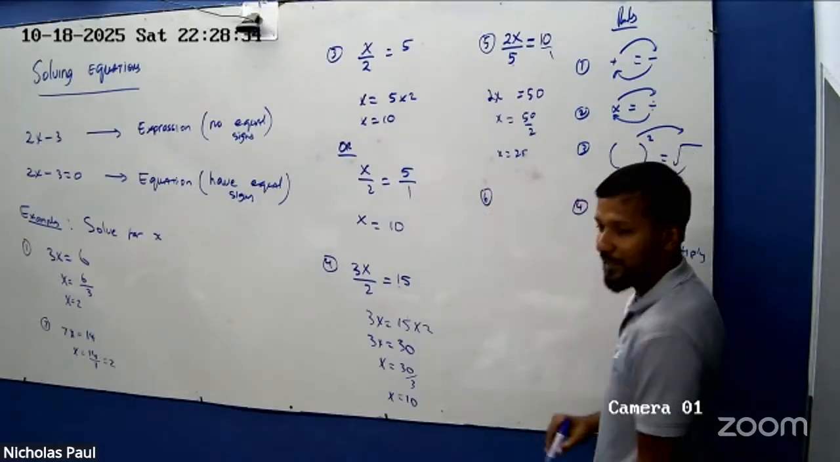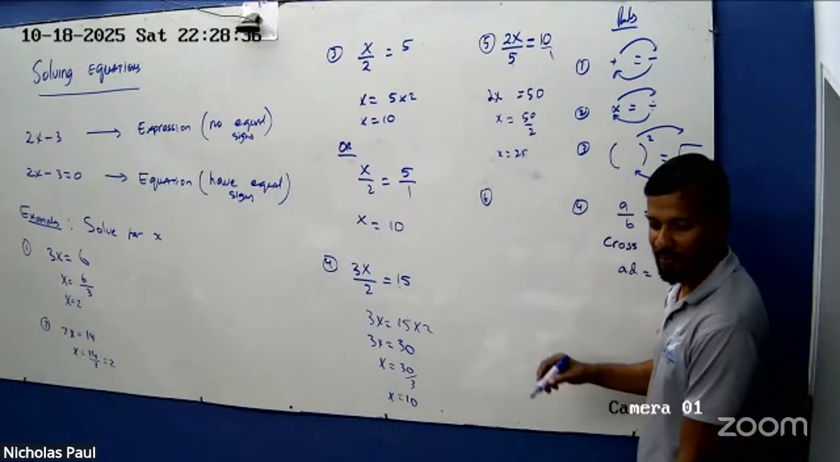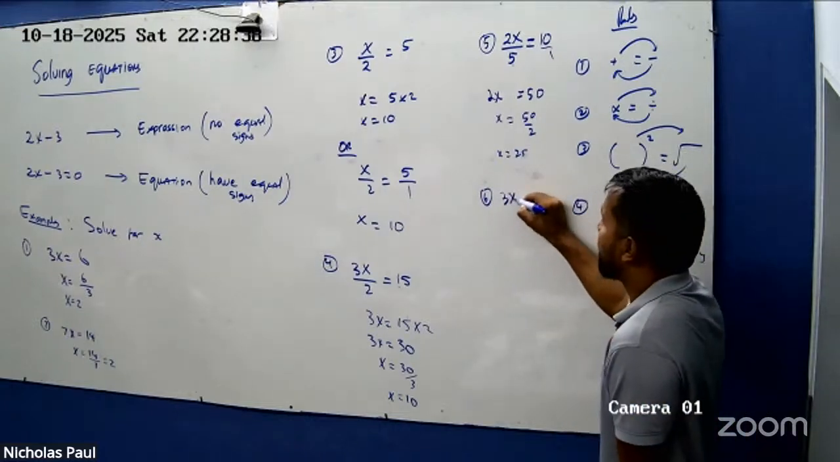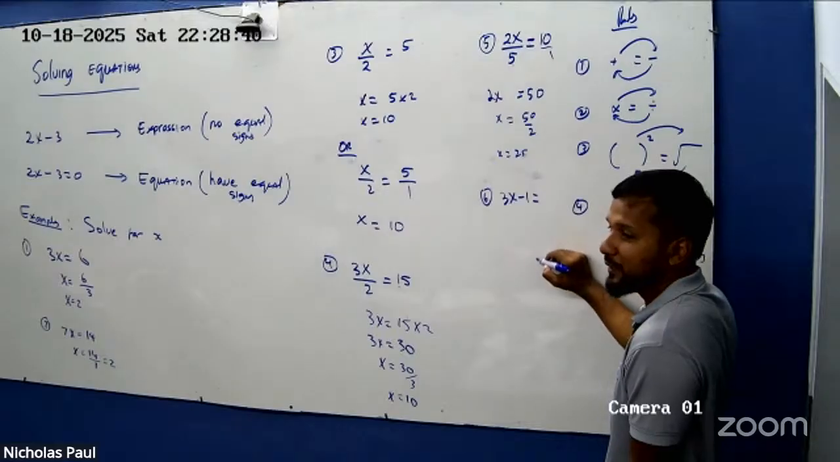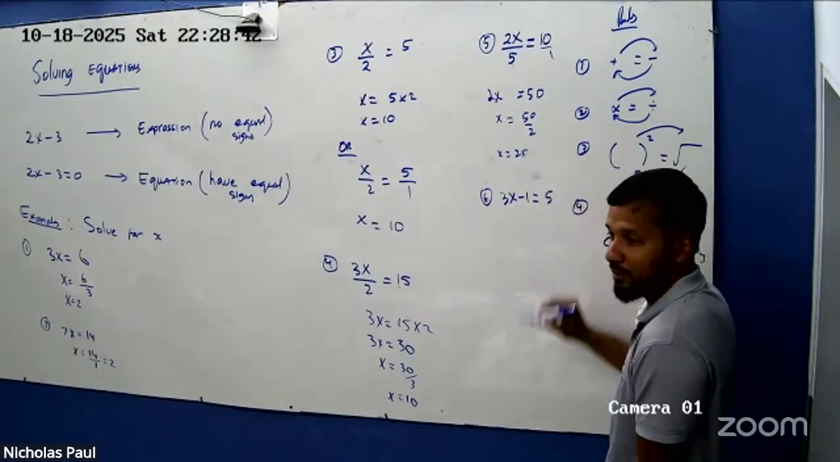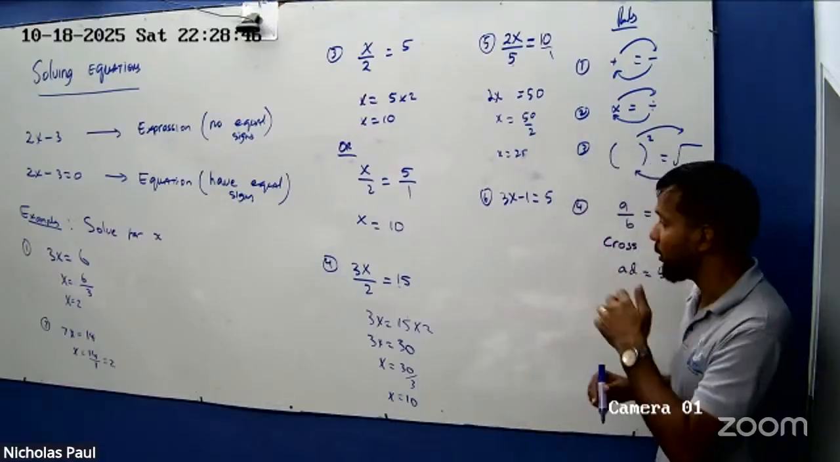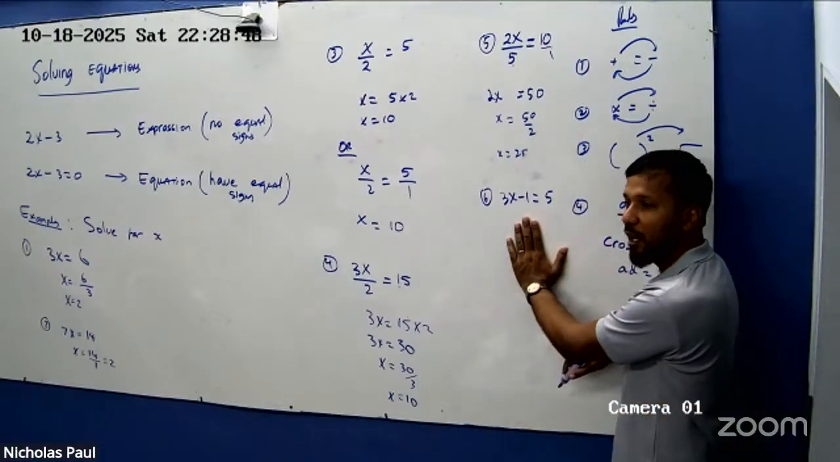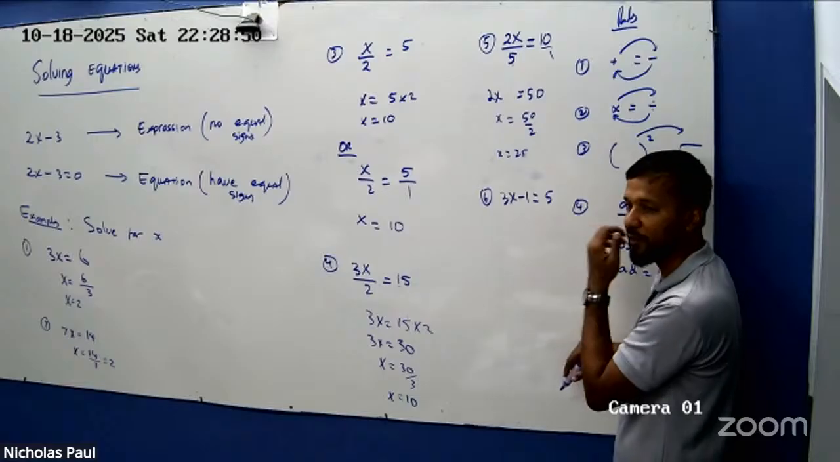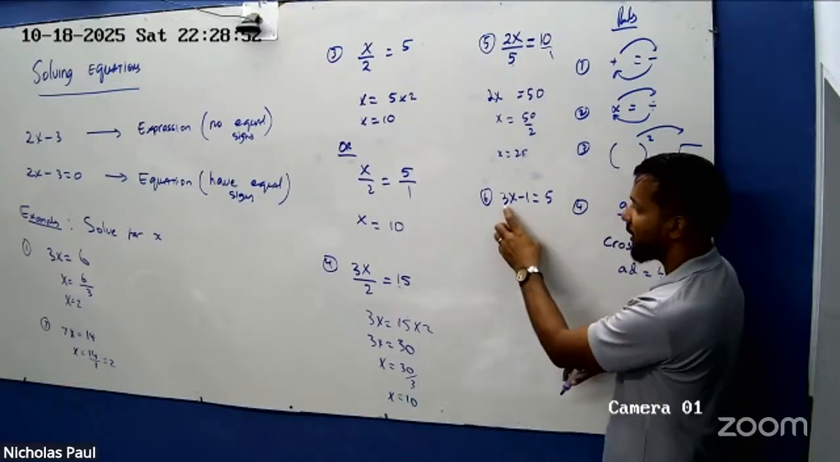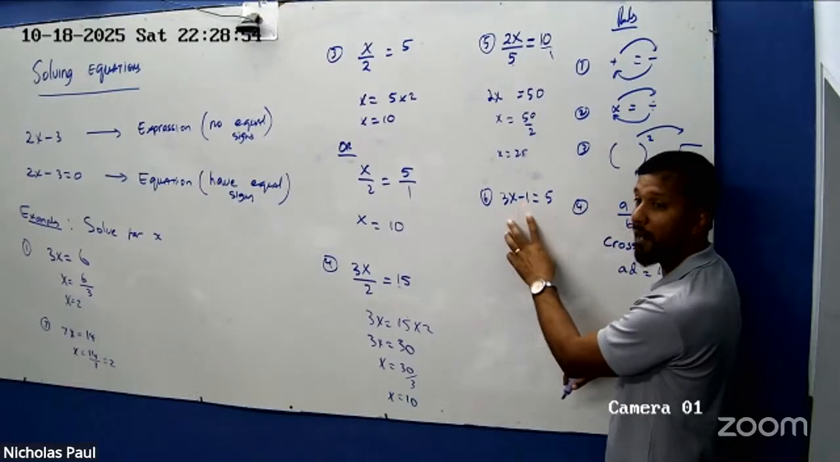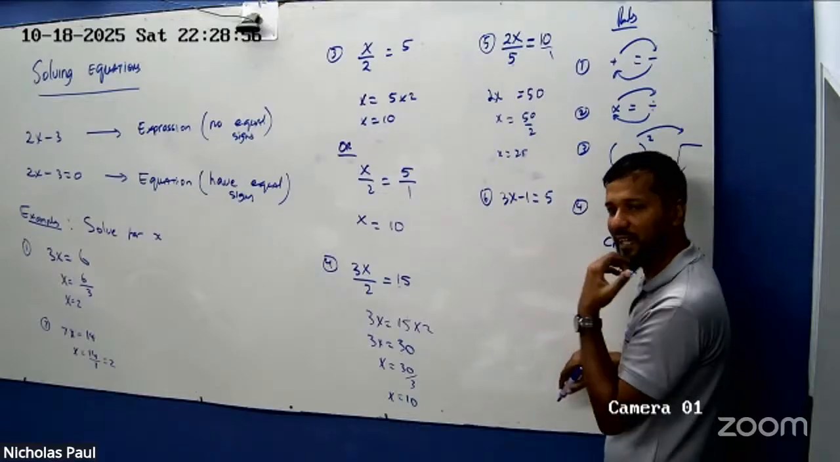All right. Let's change it up now. This is 3x minus 1 is 5. Ready? So if you look at this here, what do I get rid of first? Do I get rid of the 3 or the minus 1? Minus 1. Right. Why can't I get rid of 3?